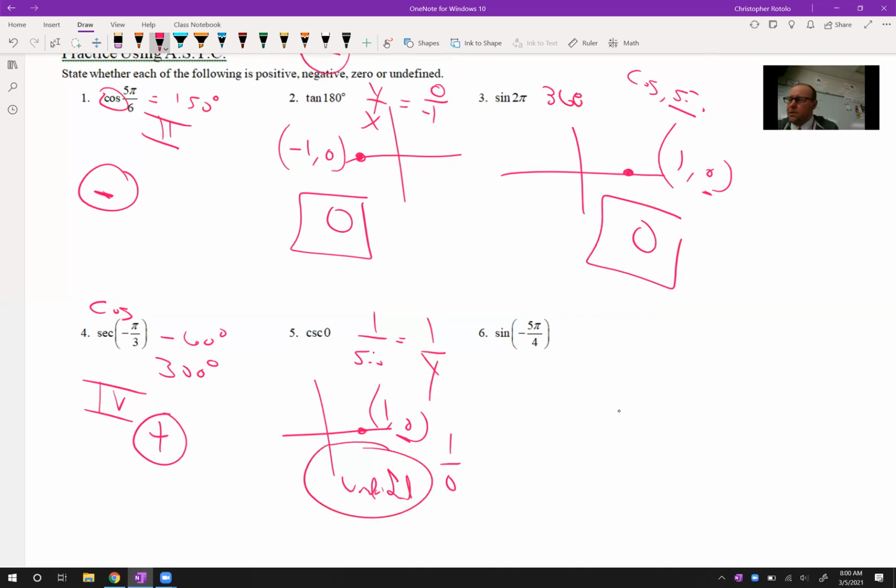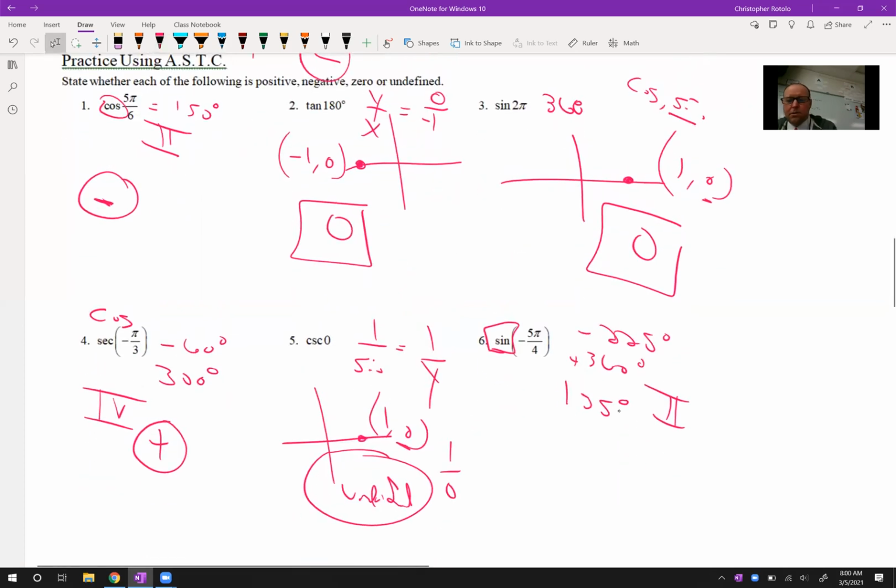And our last one, we're dealing with negative. So keep in mind, first, quick translation, 225, it's negative. We're going to add 360. So we're at 135 degrees. That puts us in quadrant 2. And if I'm in quadrant 2, this is a sine function. Okay, all students, so it's positive because students stands for sine.